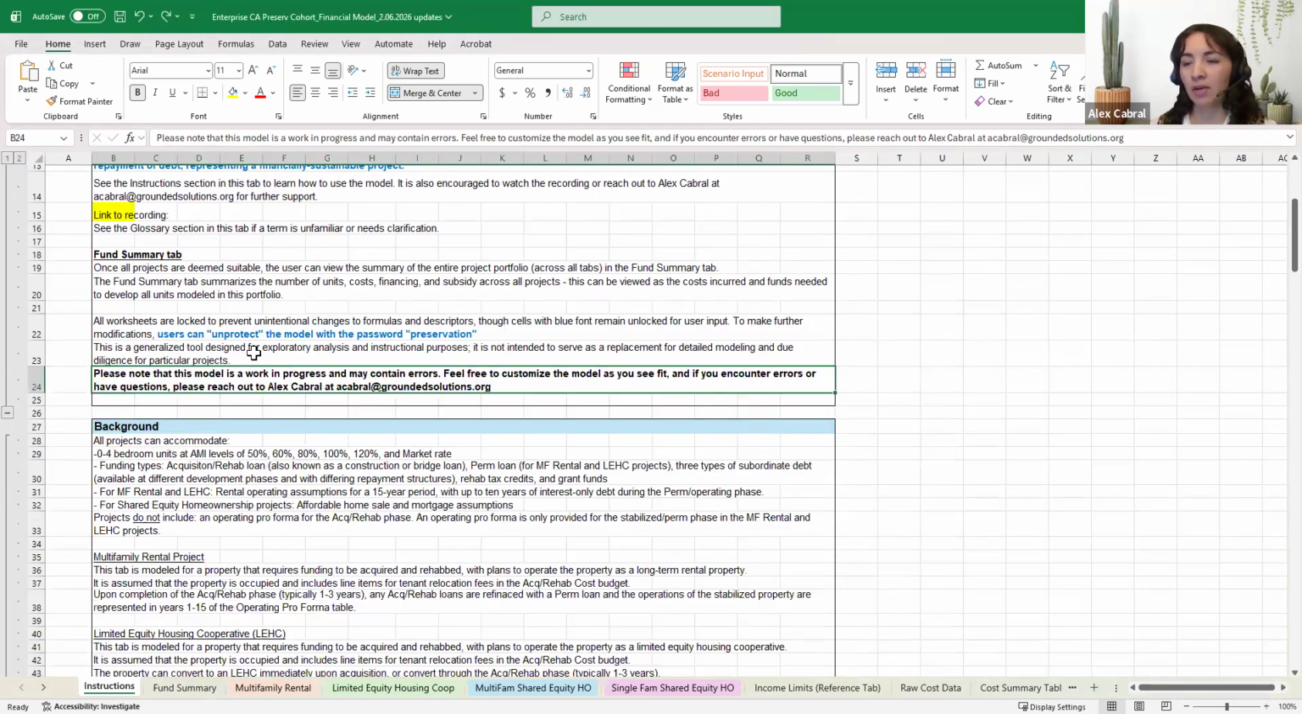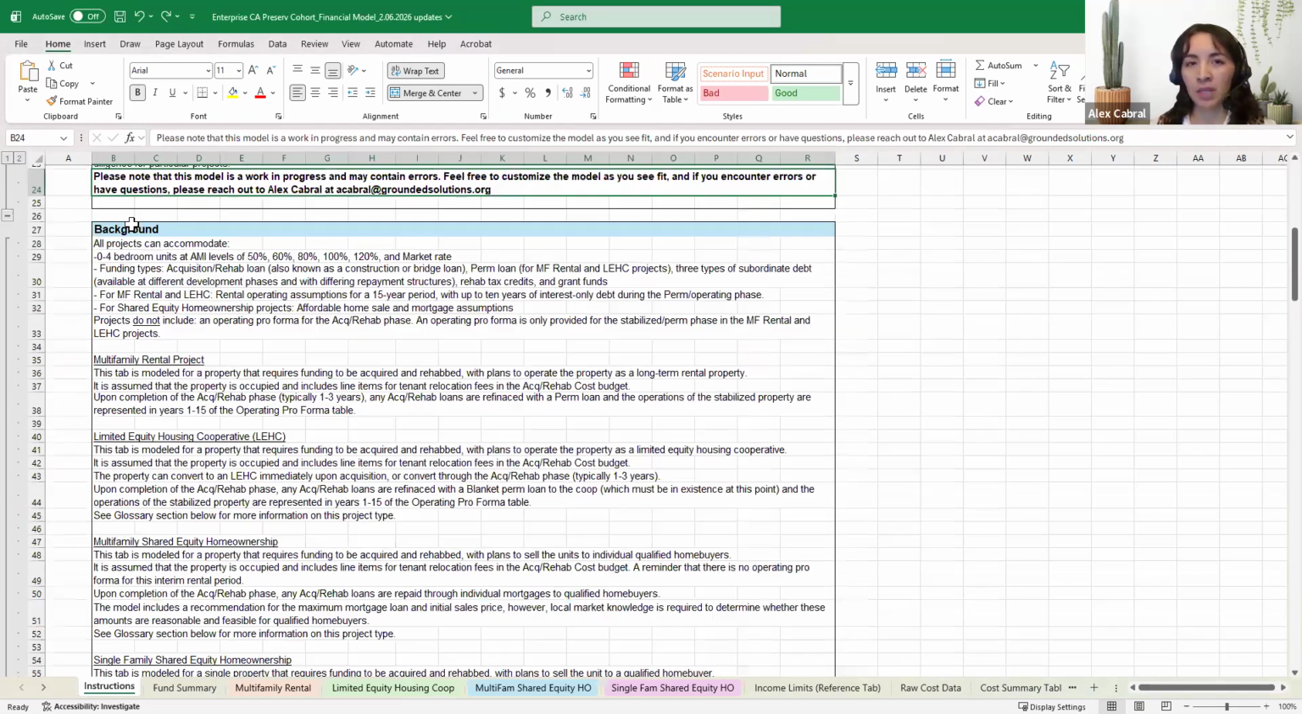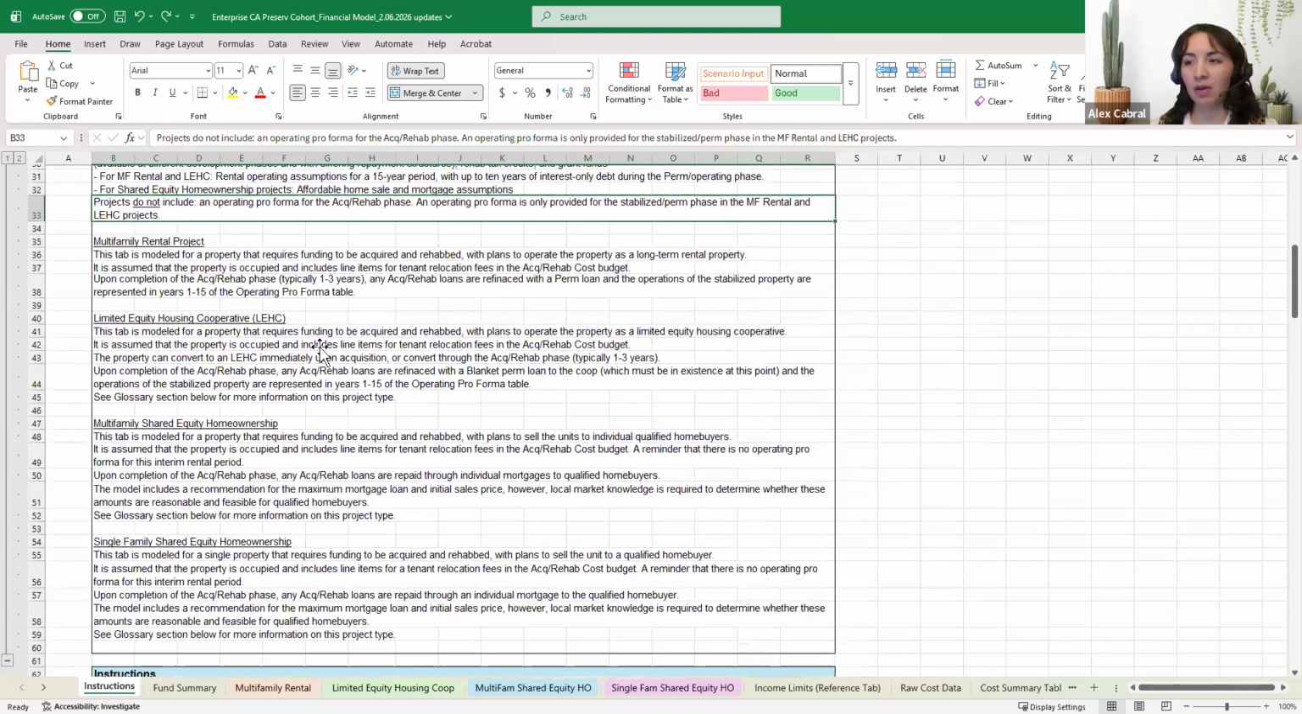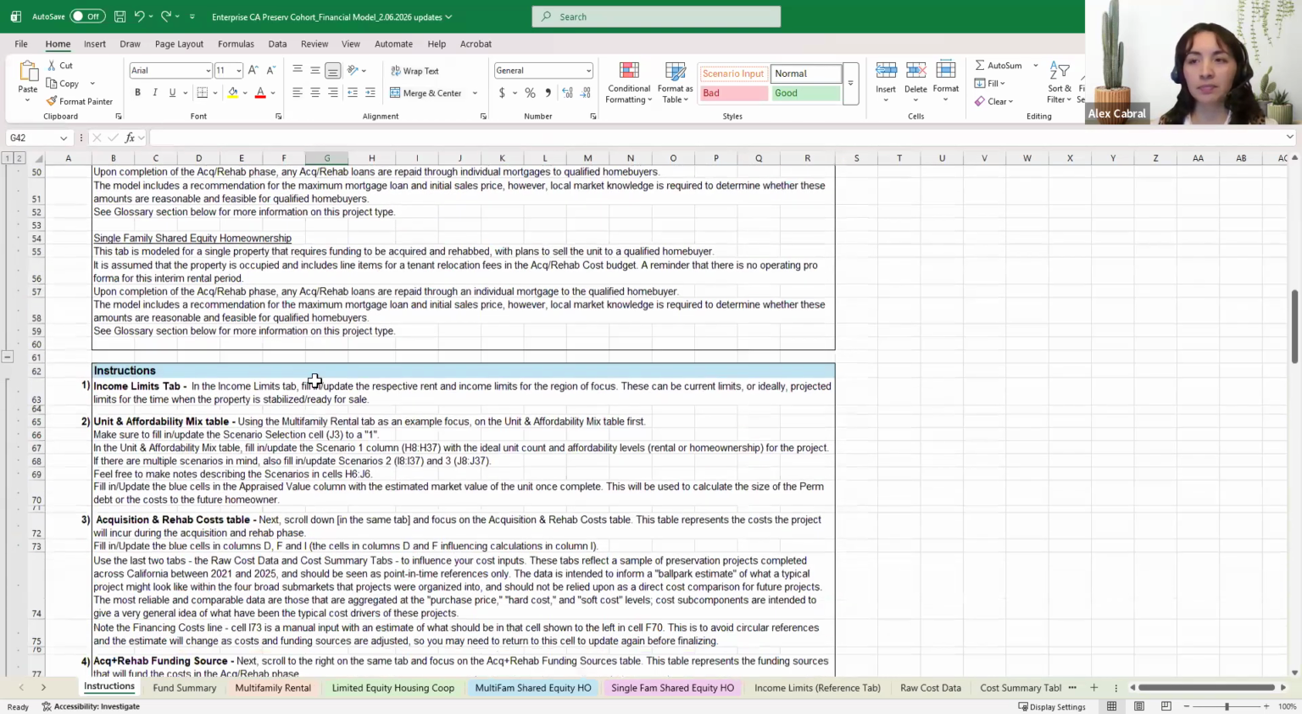Then we have the background section here. This section includes what you should keep in mind when working within each proforma. Like for example, what kinds of assumptions are built into the model for the way that it is structured, right? This model is built to encompass many scenarios, but it does not include every scenario imaginable. So this gives you some background on what to expect.